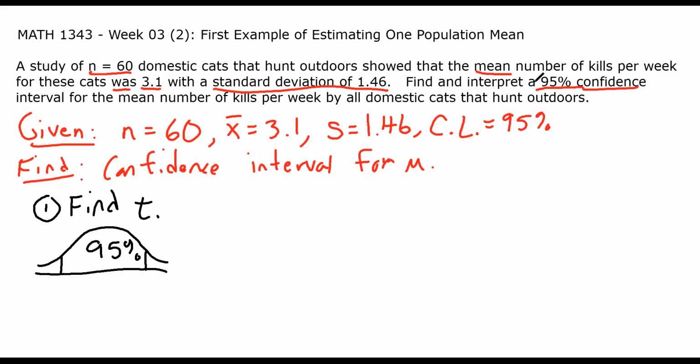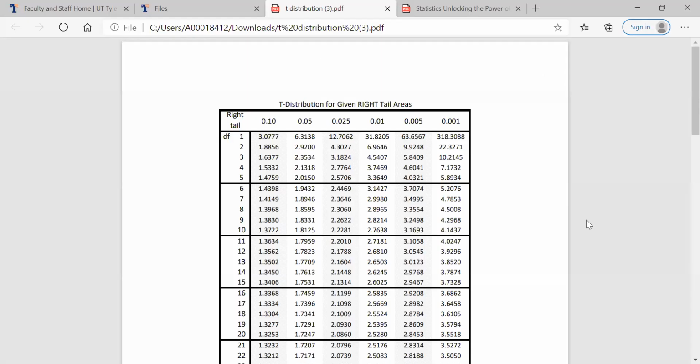In fact, it might be a good idea to pull up a T-chart real quick. All right, here's the T-chart that I opened up from Canvas. If you have trouble locating it, let me know. But I showed you where to find it in the previous video. Remember, in the T-chart, we need the area of the right tail, and we need degrees of freedom. I might have accidentally said left tail. Long pause while I was opening this.